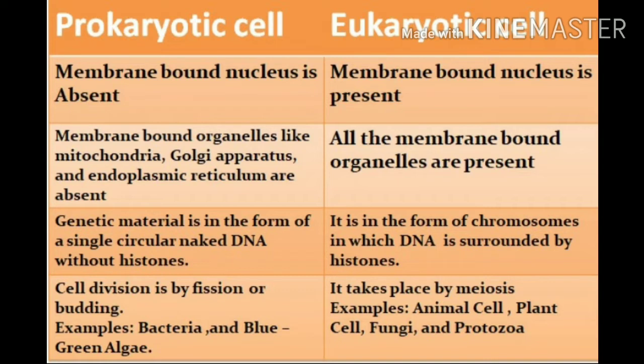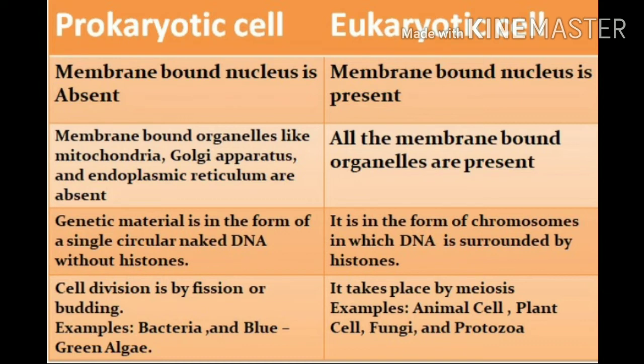In the prokaryotic cell, the genetic material is in the form of single circular naked DNA without histones. In the eukaryotic cell, it is in the form of chromosomes in which DNA is surrounded by histones. In the prokaryotic cell, cell division is by fission or budding. In the eukaryotic cell, it takes place by meiosis.